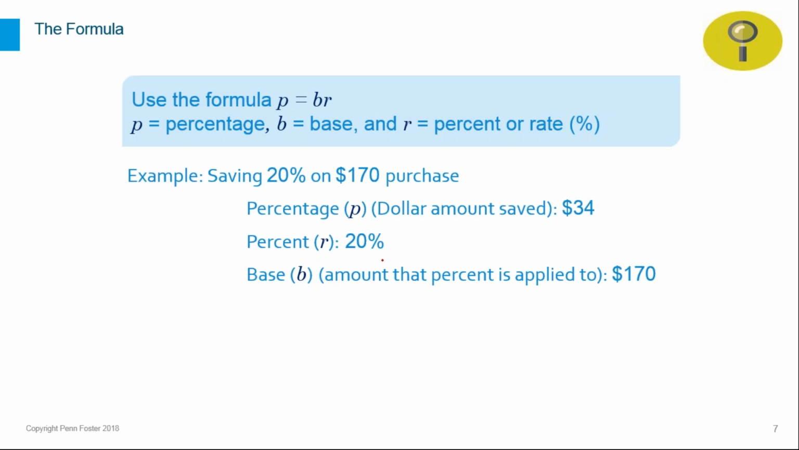So again, saving 20% on a $170 purchase. The B, the base, would be the $170. The 20% is the percent, and the percentage is $34. That is the amount of savings that you've had using the 20% off of this amount.